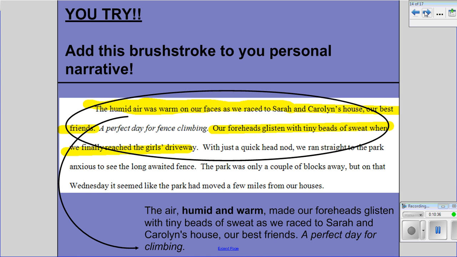Here you're going to see that I had to mess around with a few sentences to be able to add this to my narrative. I wrote, the humid air was warm on our faces as we raced to Sarah and Caroline's house, our best friends. Our foreheads glistened with tiny beads of sweat when we finally reached the girls' driveway. Here I wrote, the air, humid and warm, made our foreheads glisten with tiny beads of sweat as we raced to Sarah's and Caroline's house, our best friends. A perfect day for climbing. So feel free to mess around with a few of your sentences in your narratives.